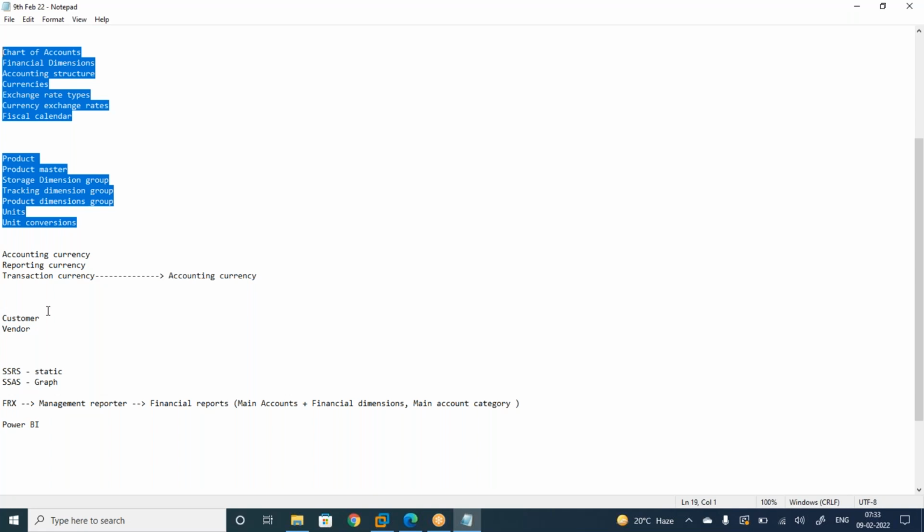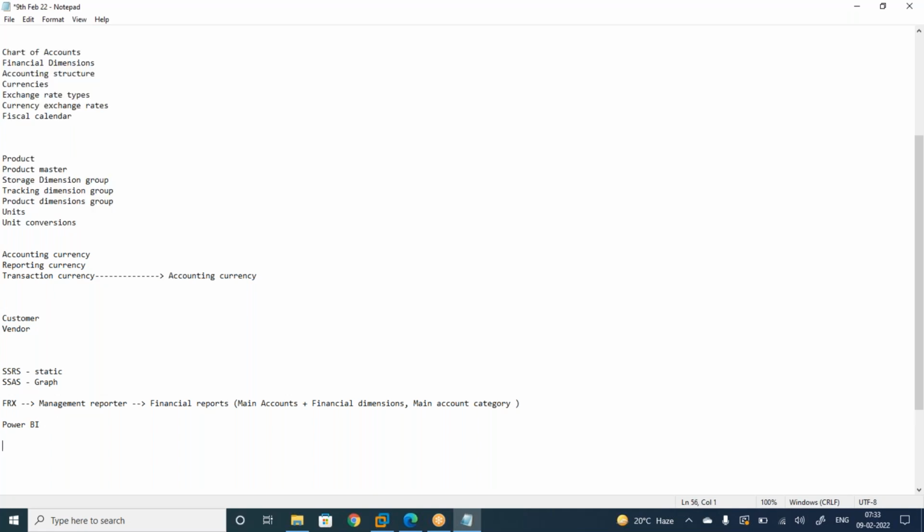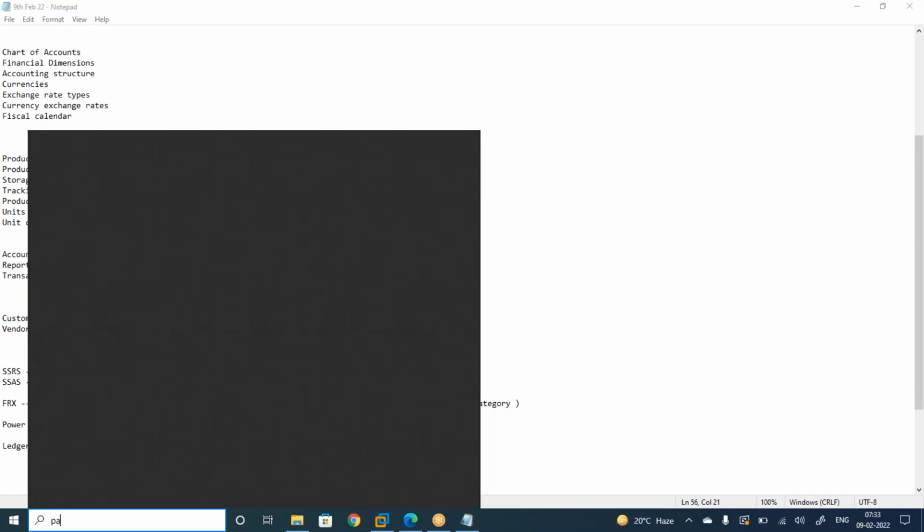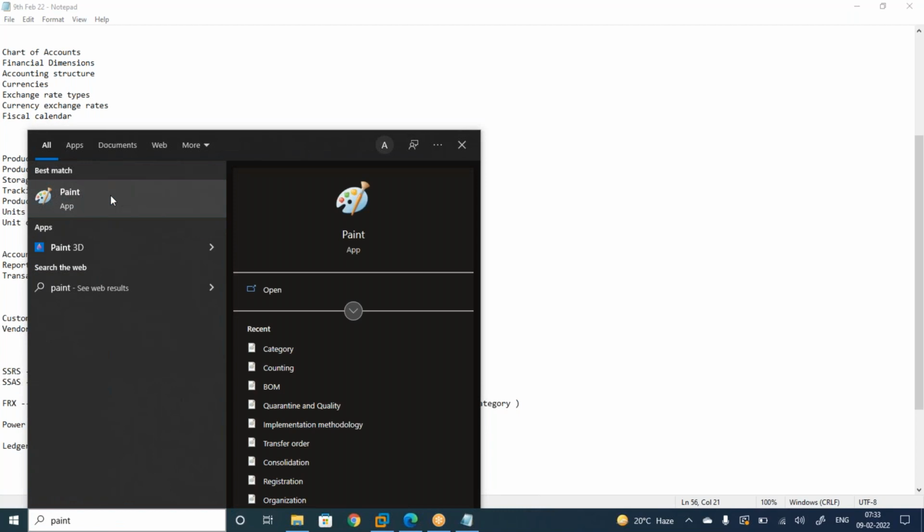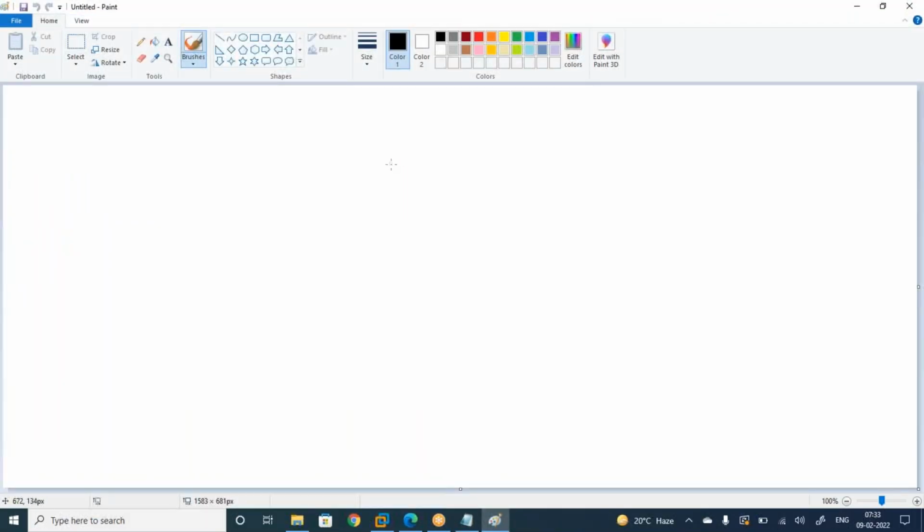If nothing, I want to discuss one more important topic. Ledger, subledger. Yes, it is most important. Let us understand. It is one of the ERP concepts.